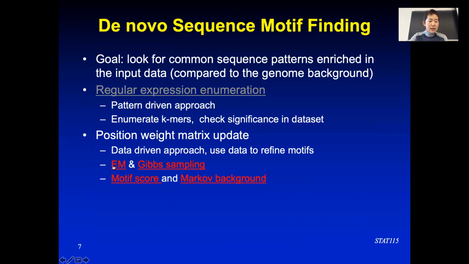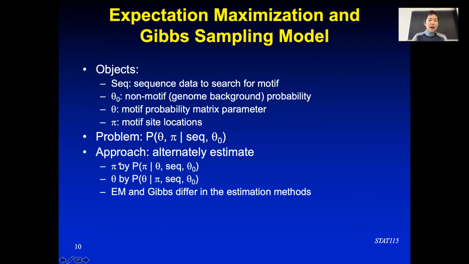They both, one is expectation maximization, and the other is called a Gibbs sampler. And they both try to do motif finding. And they actually share the same data model. The idea is like this.